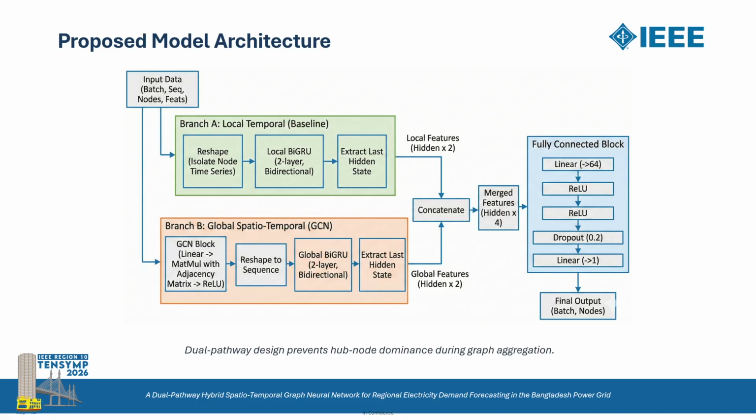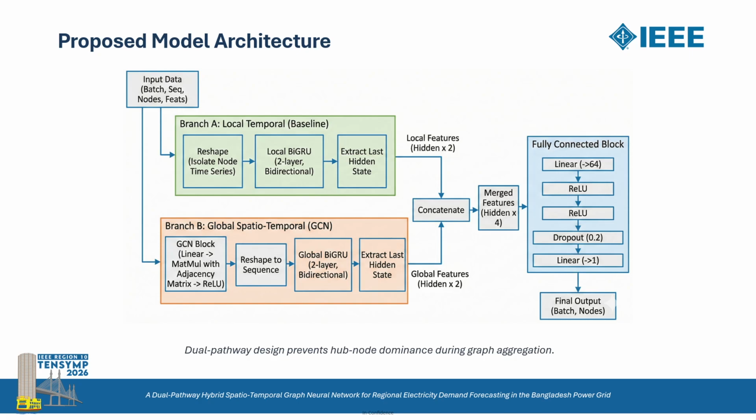Branch B is the global spatio-temporal pathway. Here, the data first passes through a graph convolutional block, which deliberately mixes each region's information with its physically connected neighbors. It then passes through its own bidirectional GRU block to capture how this grid-wide relationship evolves over time.